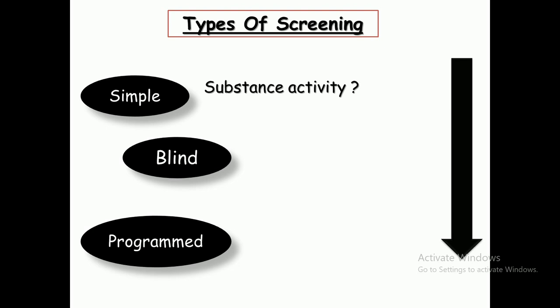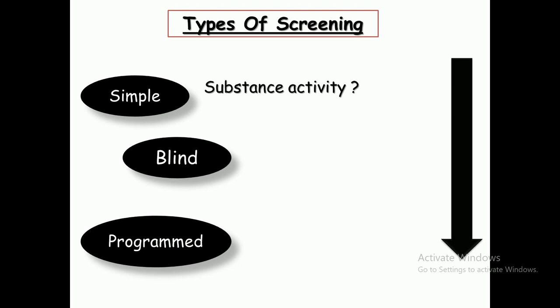It is generally inexpensive and less time consuming, but it is not sufficiently accurate in the result. This simple screening is done to find out whether substances are active in a single way. For example, hypoglycemic testing, that is the ability of any compound to decrease or diminish the blood glucose level. This is an example of simple screening, activity in one way only.